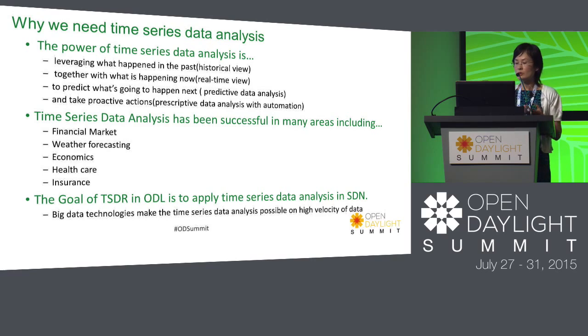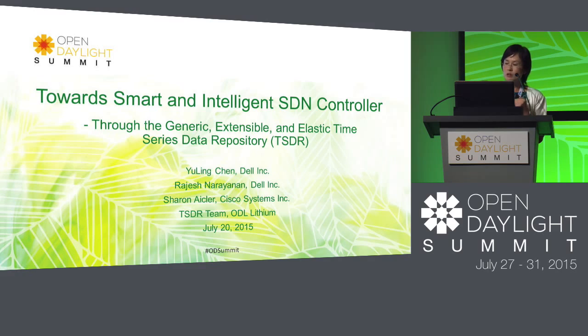And then, most importantly, with all those analyses, the controller really needs to understand what's happening in the network and adjust itself, reconfigure, and re-steer the traffic flow to optimize the network, right? And in order for us to get there, the first step is to understand what's happening in the network. And we believe TSDR, the time series data repository, is the foundation for us to get there.